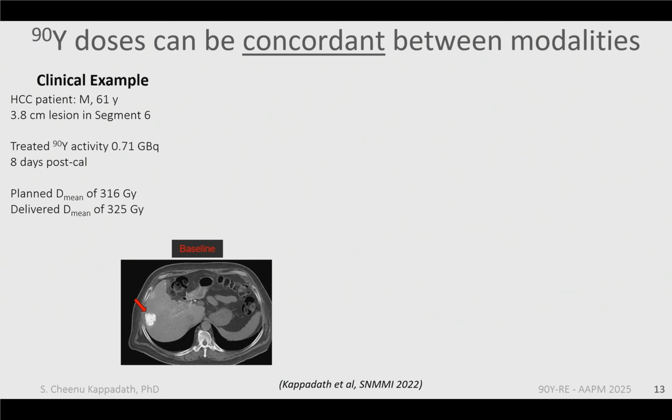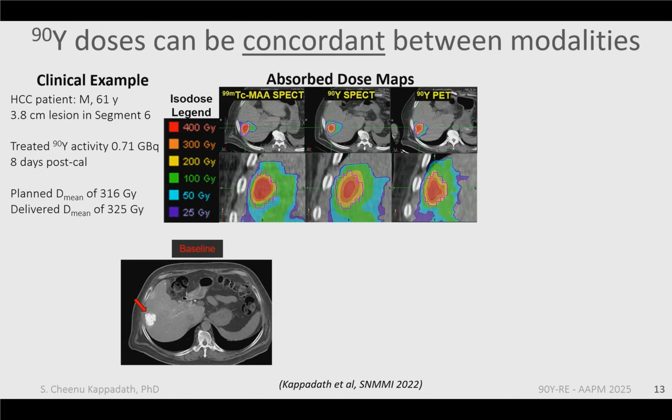So here's an example of a 4 cm, 8 cc, segment 6 tumor in a patient. We treated this patient. We wanted to plan to give 316 gray. We delivered 325 gray, and that was the baseline imaging. And then here is the MAA SPECT image, the Y90 SPECT and the Y90 PET for the same tumor. And those dose distributions are shown, zoomed up, with the same dose scaling.